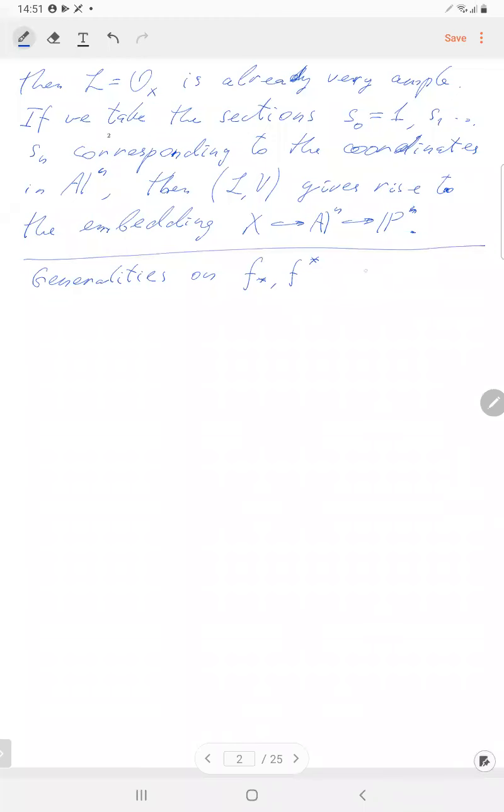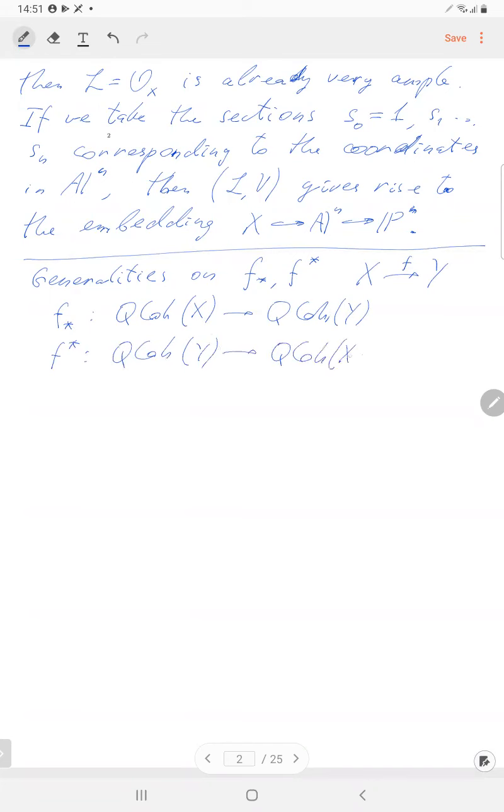So we have X mapping into Y, and so I claim that the push forward goes from quasi-coherent sheaves on X into quasi-coherent sheaves on Y, and there is the pullback that goes from quasi-coherent sheaves on Y into quasi-coherent sheaves on X. And let me explain. They are adjoint, form an adjoint pair of functors, but let me explain why they take quasi-coherent sheaves to quasi-coherent sheaves.